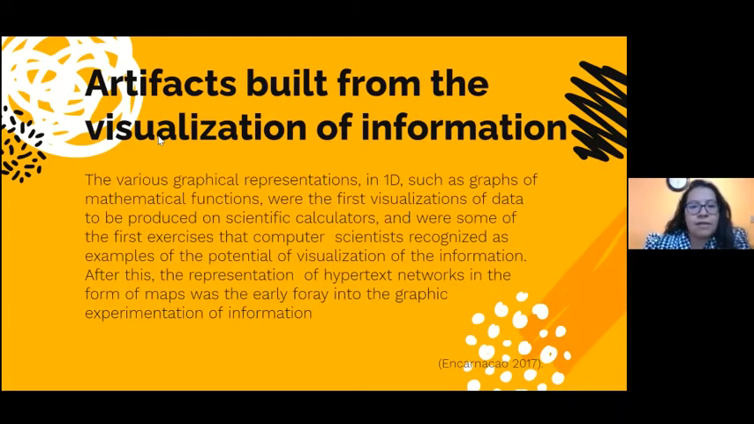The various graphical representations in 1D, such as graphs of mathematical functions, were the first visualizations of data to be produced in scientific calculation, and were some of the first exercises to make computer scientists recognize the potential of the visuals of information. After this, the representation of hypertext networks in the form of maps was the early foray into the graphic experimentation of information.